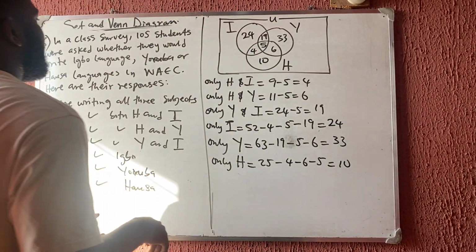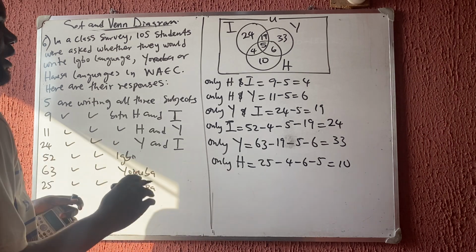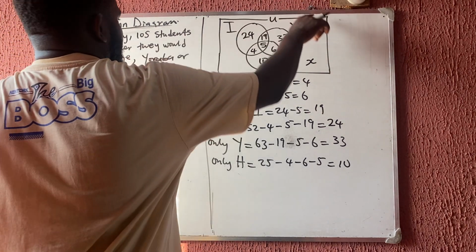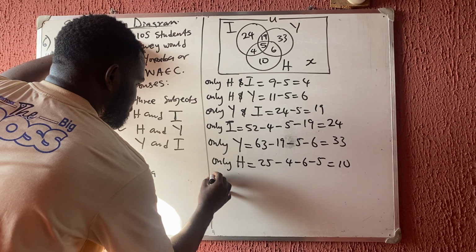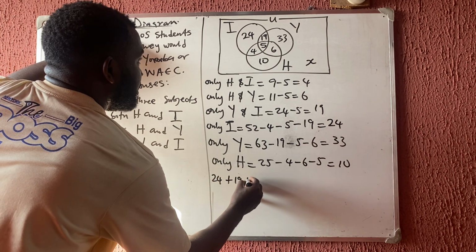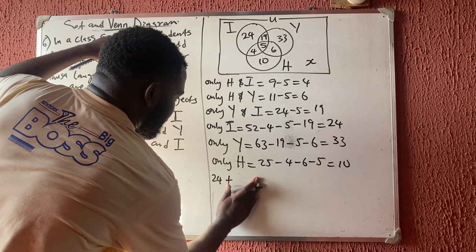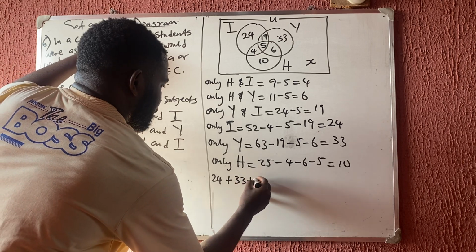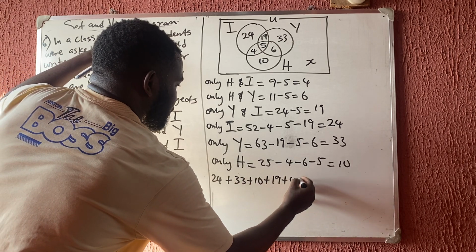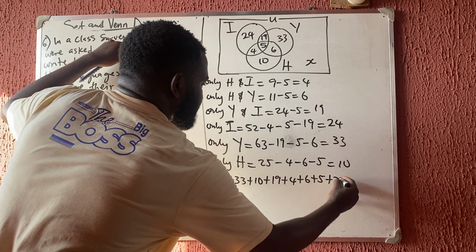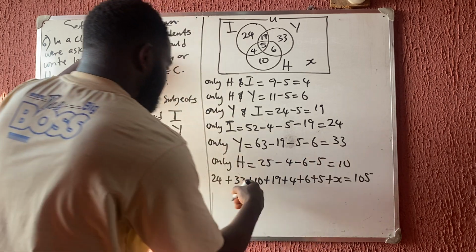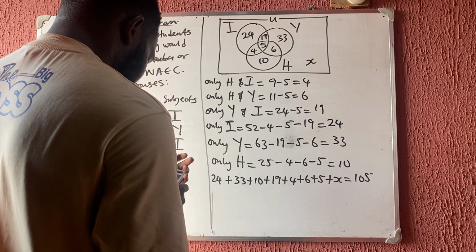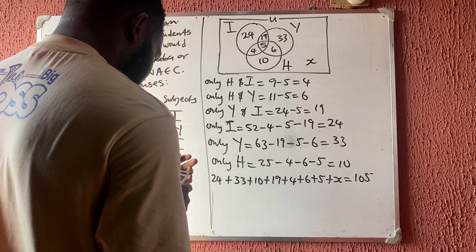Now, they did not tell us about people that did not want to write any of the 3 languages. So let it be X. So how do we calculate our X? Add everything in this box and equate it to your 105. So you say 24 plus 19 plus, sorry, don't follow it like that so that you don't make mistake. Write 111, then be entering inside. So 24 plus 33 plus 10, then plus 19 plus 4 plus 6, then plus 5 plus the X is equal to your 105. So add everything here. 24 plus 33 plus 10 plus 19 plus 4 plus 6 plus 5.